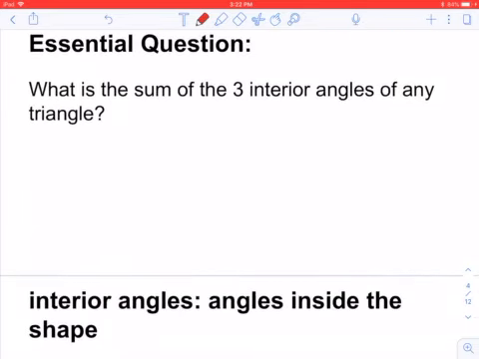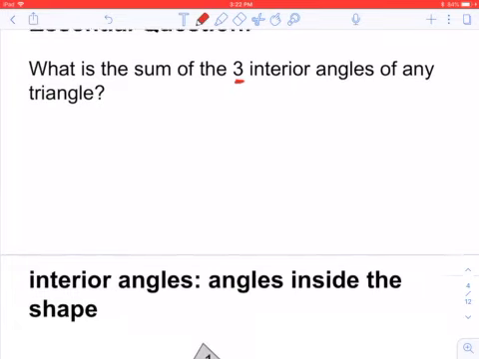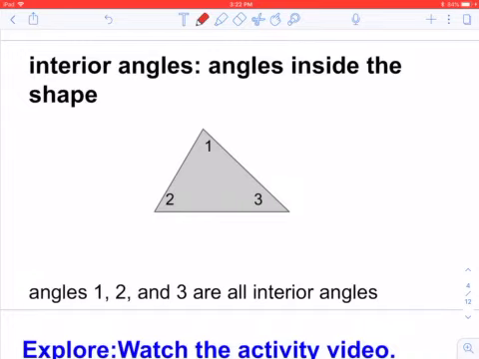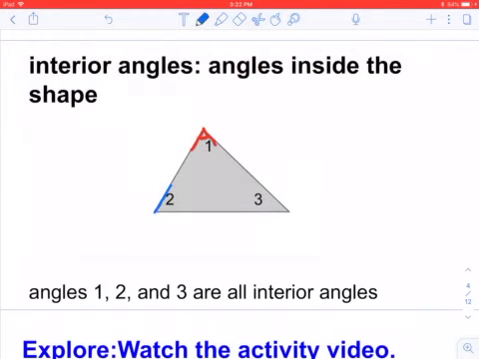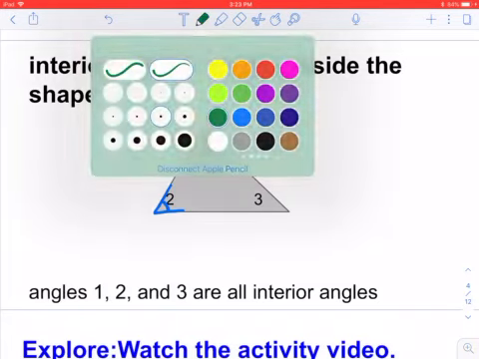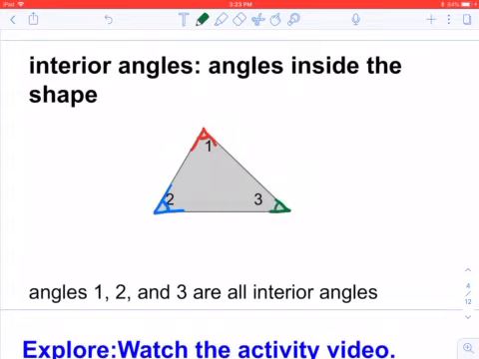All right, here's your EQ for today. What's the sum of the 3 interior angles of any triangle? Okay, interior angles are angles inside the shape. So we have angles 1, 2, and 3. Those are not angle measurements. Angle 1 is representing this angle here, how many degrees that's open. Angle 2 is representing this angle here, how many degrees this is open. And angle 3 is this angle here, how many degrees that angle is open. Okay, so those are all your interior angles. Every triangle has 3 interior angles. Triangle, that's where it comes from, 3 angles.